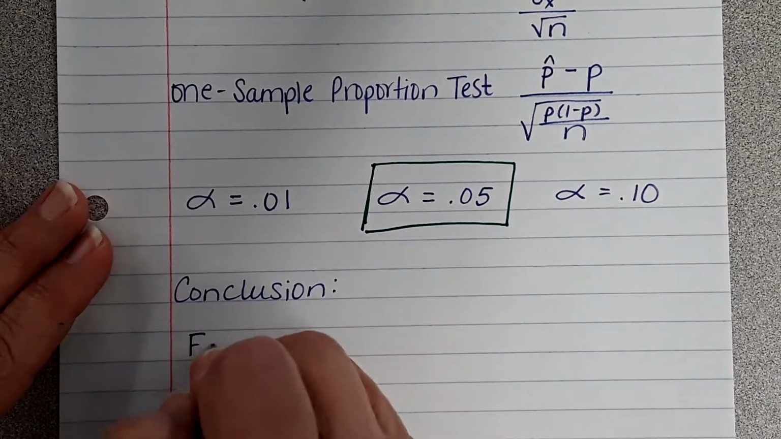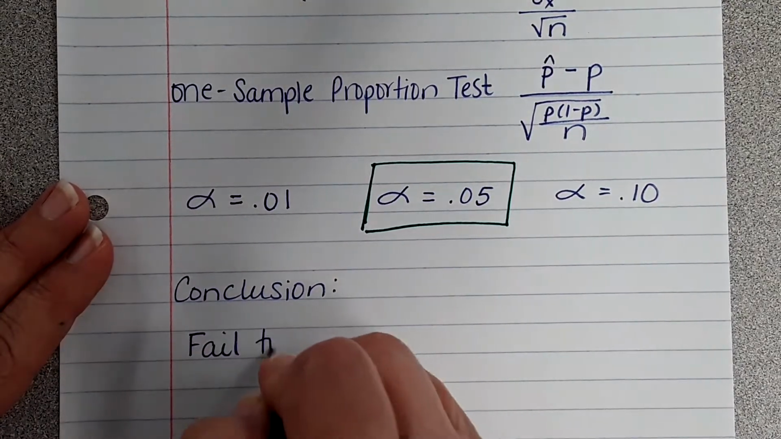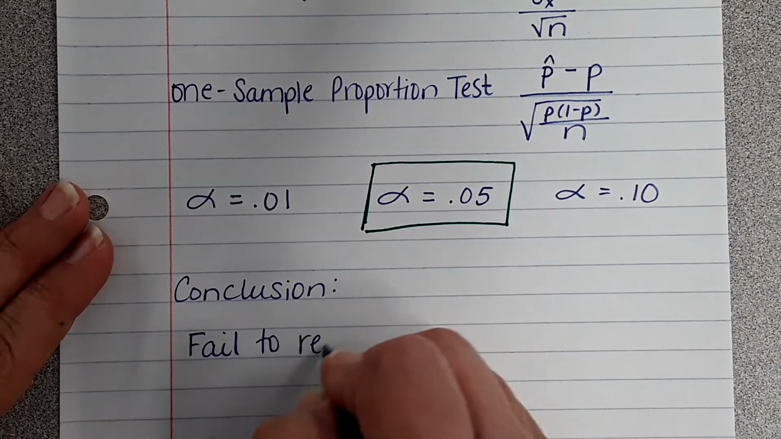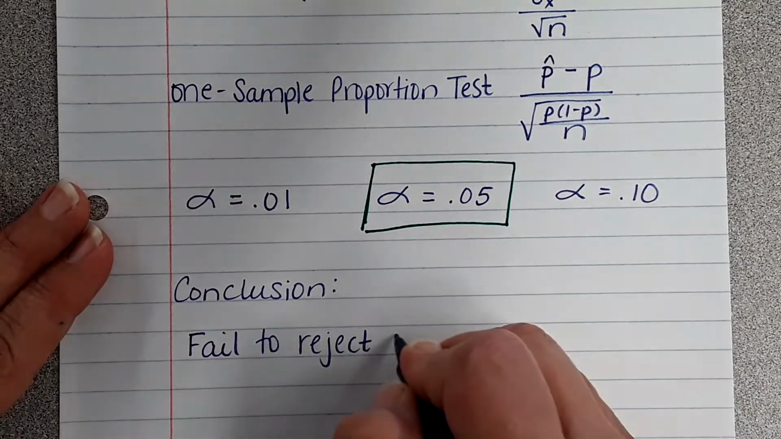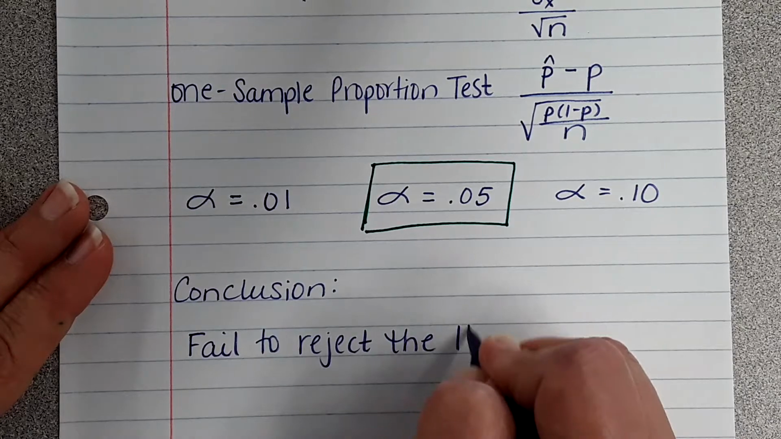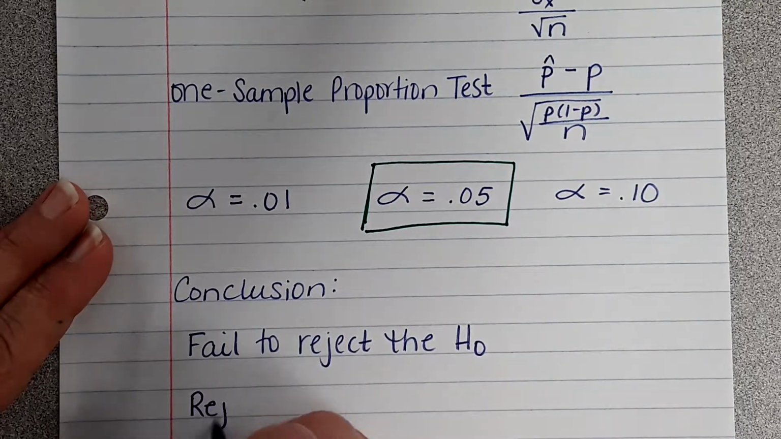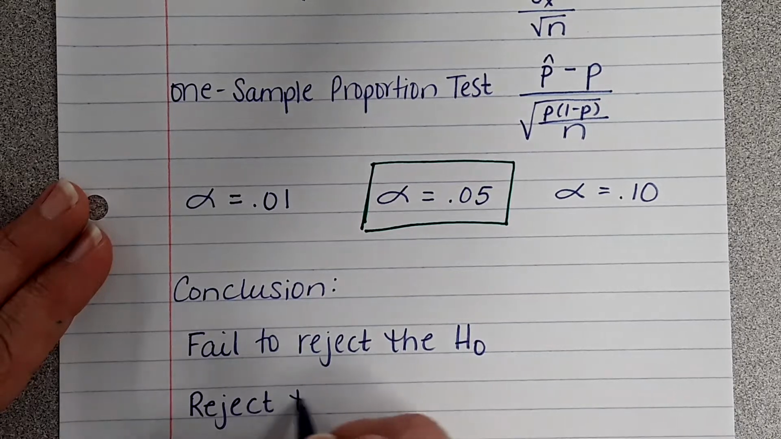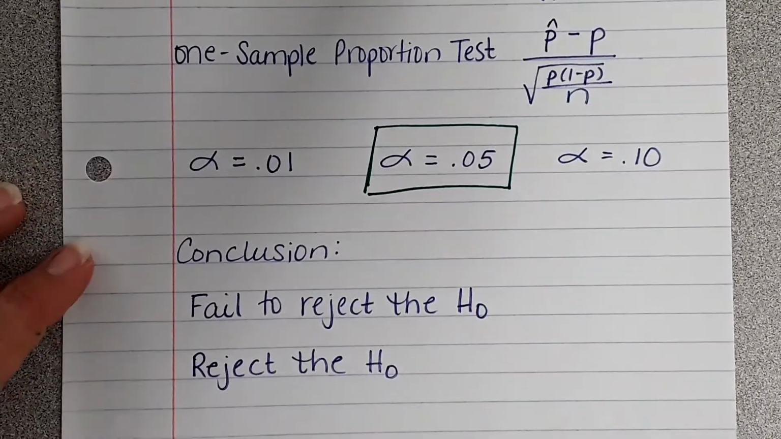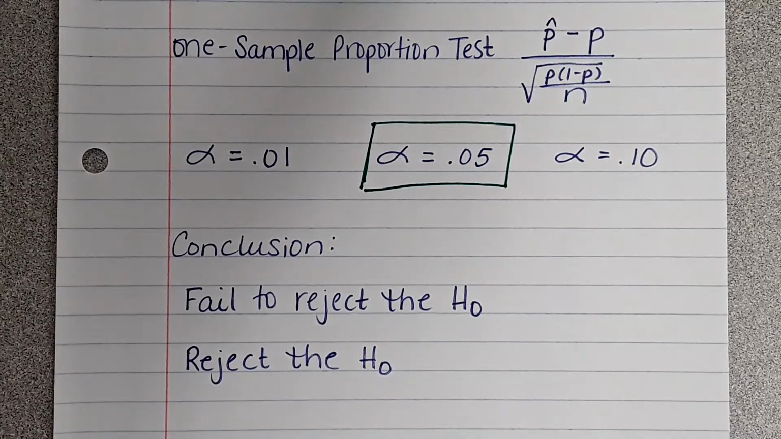You can fail to reject the null hypothesis, or you can reject the null hypothesis. You notice what I did not write. I did not say we accept the null hypothesis, we fail to reject it.